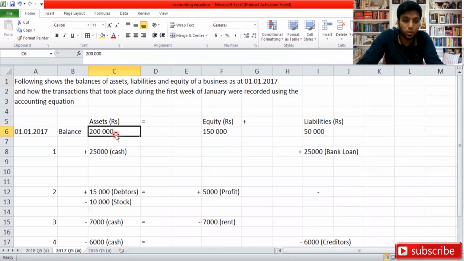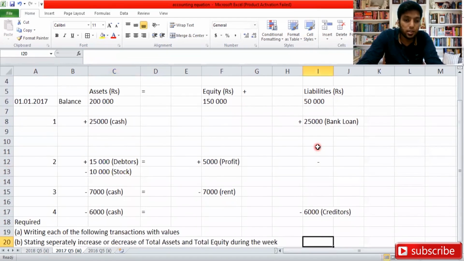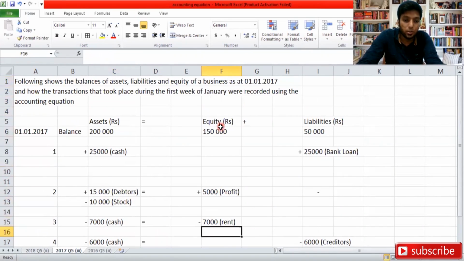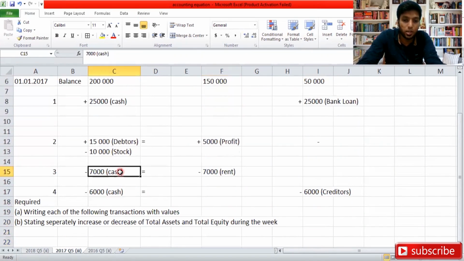Given the assets 200,000 as balance, equity 150,000, liabilities 50,000. And the assets have increased by 25,000 cash and 25,000 by bank loan. And here in the second adjustment, debtors have increased by 15,000, stock has gone down by 10,000, and also 5,000 profit has increased in equity. And we have the third adjustment: 7,000 cash is going out and 7,000 equity is going down. And 6,000 cash is going out and 6,000 creditors are going down.